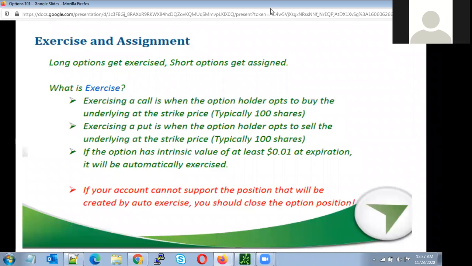So exercise and assignment, right? When you are buying, you can get assigned. That is kind of a risk, but it's not a big risk. If you buy a contract, there is always a seller. If he is going to have a lot of loss, he can ask for early assignment, exercising assignment. It is called assignment.